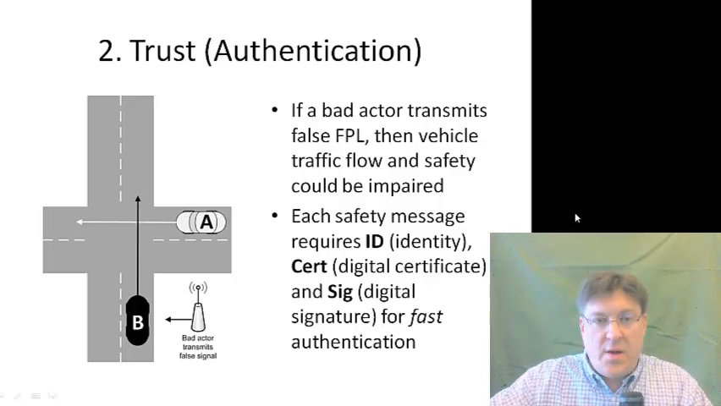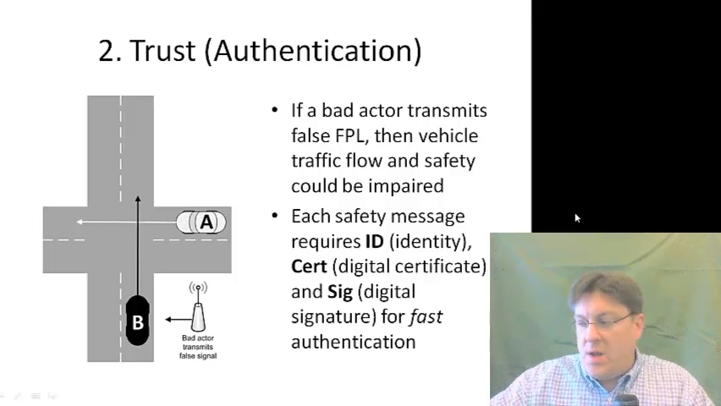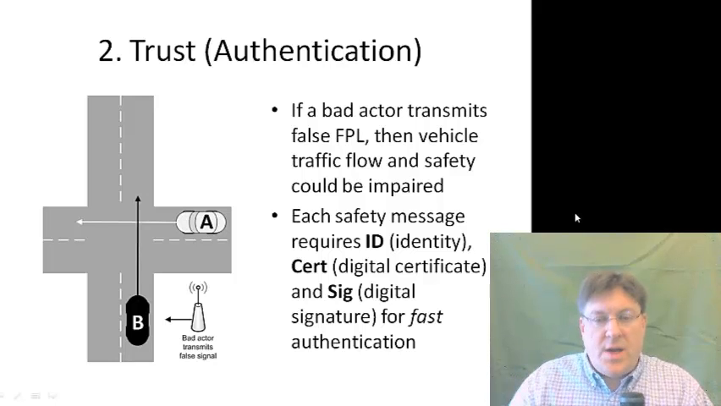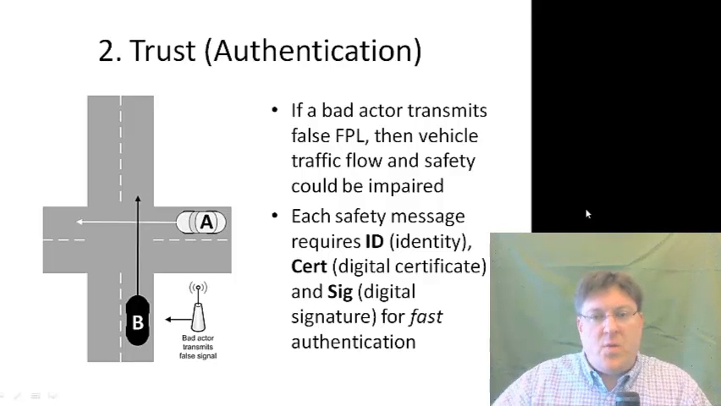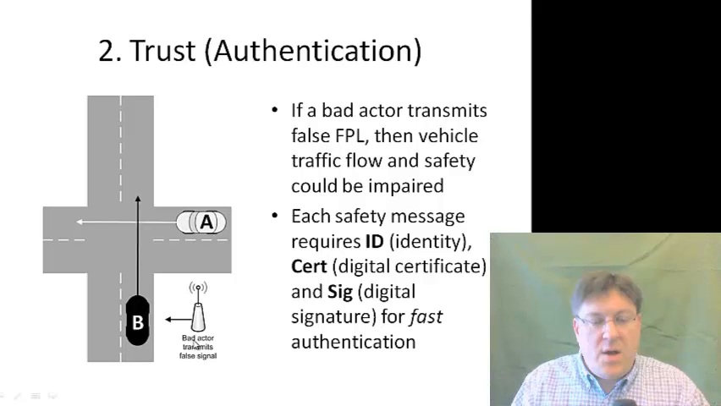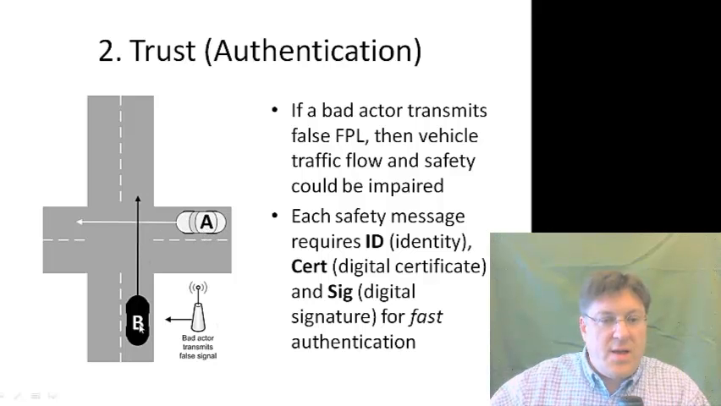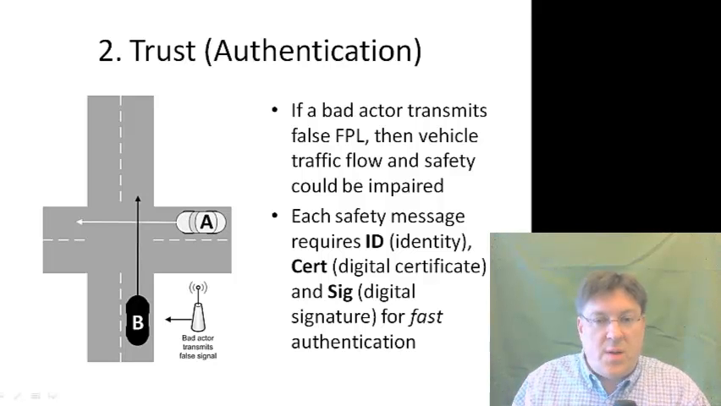The second area to think about is trust. When we say trust, we mean authentication. If a bad actor were to transmit a false, frequent, precise location trajectory, then the traffic flow could be impaired. It could slow cars down. But also, for example, here in this picture, if car A thinks that car B is real, but car B is actually fake, car A might stop suddenly, and then the car behind car A might crash into it. So you could conceivably create safety problems there.